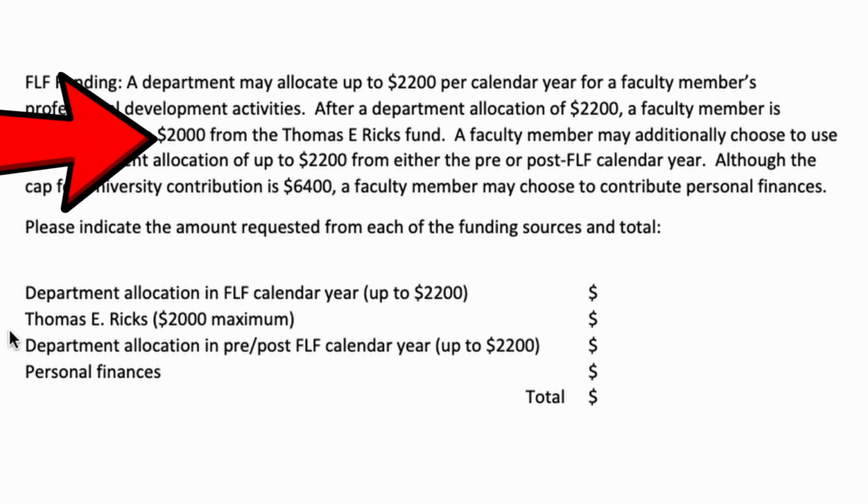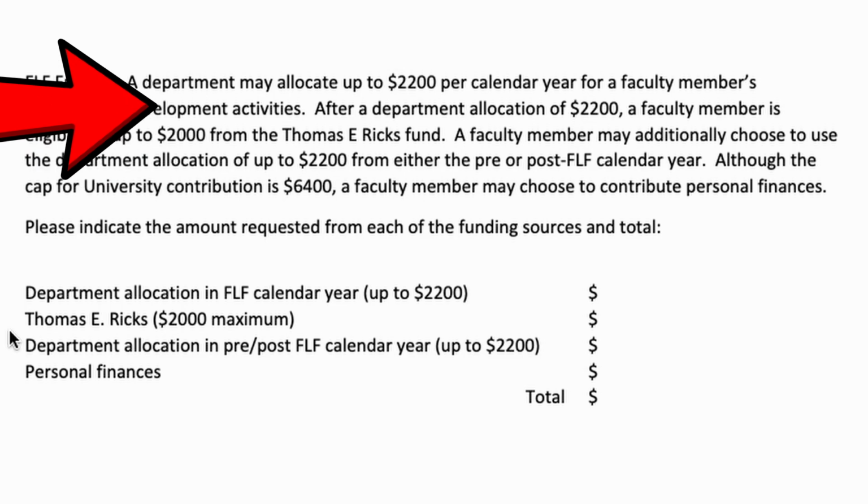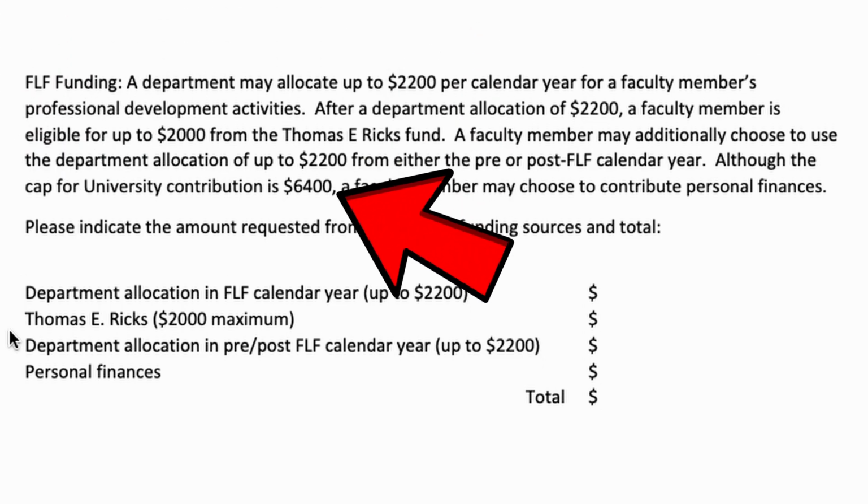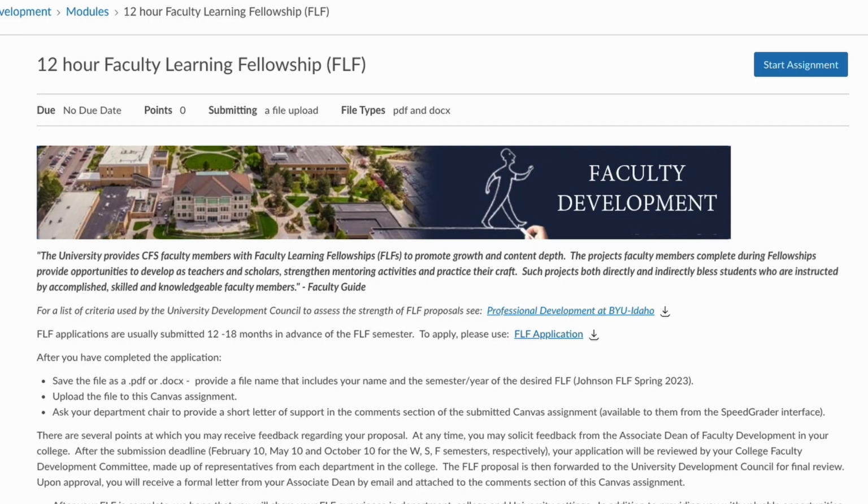In addition, if you need extra finances, depending on what you're doing, then Thomas E. Ricks funds can give you up to $2,000. So there can be a total of up to $6,400 for your FLF. So we're going to close this out.